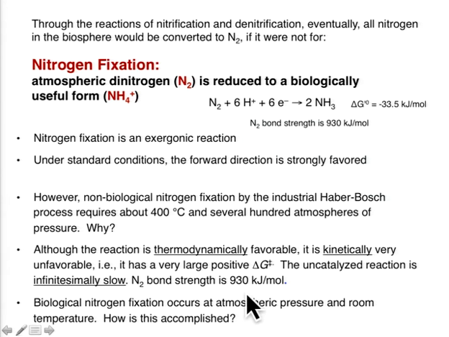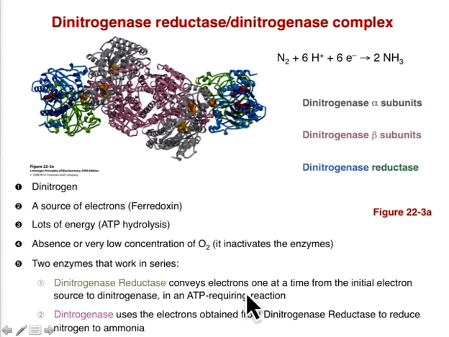So you think about it, what an amazing enzyme. You take something that requires tremendous amounts of energy and you are able to do it under standard conditions. And so this occurs in these dinitrogenase enzymes, and there's a little electron transport going on here. And so here's a complex between the two enzymes that are involved in this reaction.